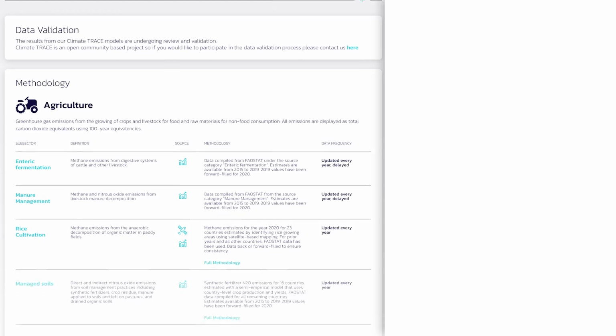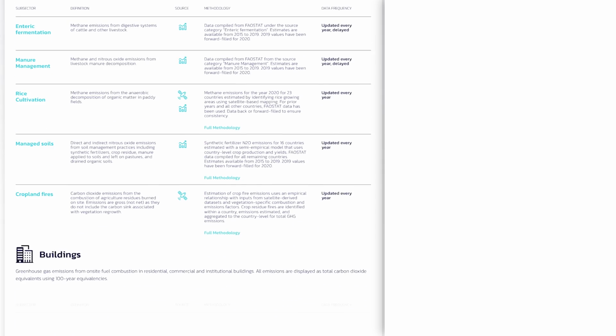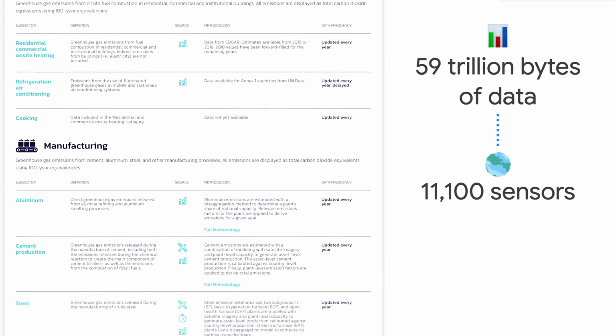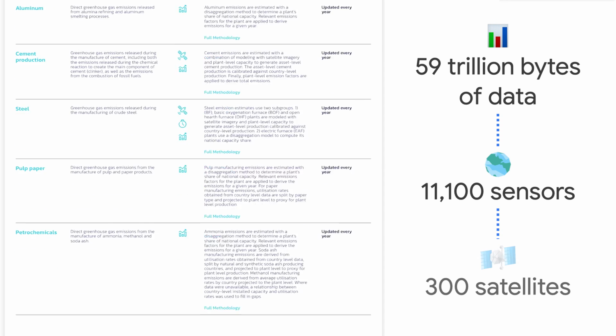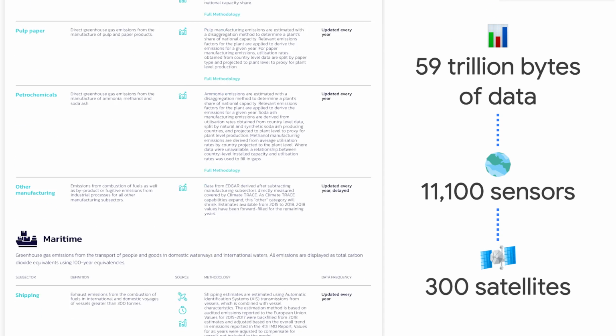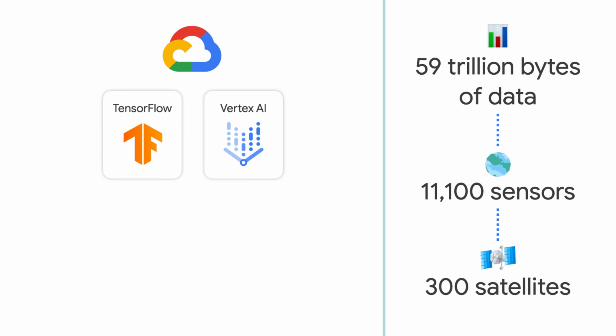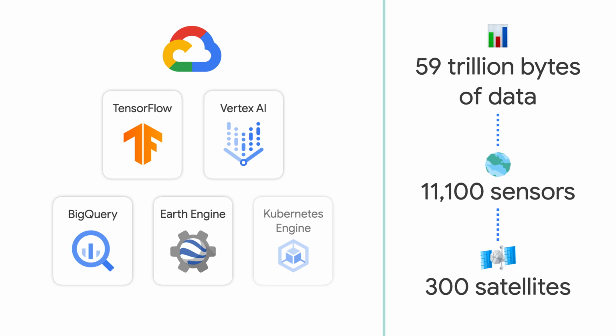owned data. And all the compute processing and classifying of the 59 trillion bytes of data from over 11,000 sensors that come from hundreds of satellites is done on Google Cloud by using products such as TensorFlow and Vertex AI for training and labeling data, BigQuery and Earth Engine for data analysis, and Kubernetes Engine for container management, just to name a few. Without Google, this project really would have never happened.